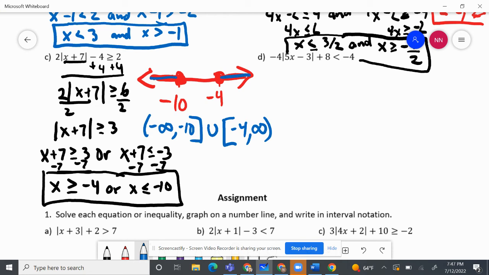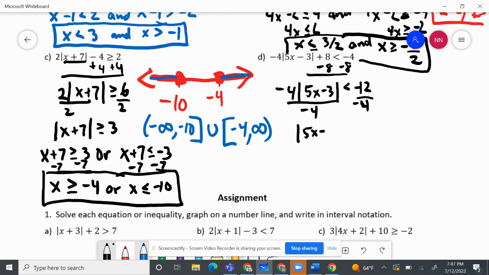Pause the video and try letter D on your own. So for letter D, first thing that we're going to do is subtract the 8. And we get negative 4 times the absolute value of 5x minus 3 is less than negative 12. We divide it by negative 4. When we divide it by a negative, the inequality flips. So the absolute value of 5x minus 3 is greater than 3.